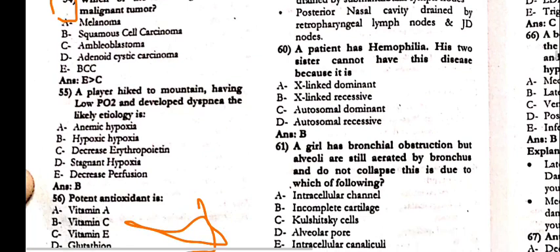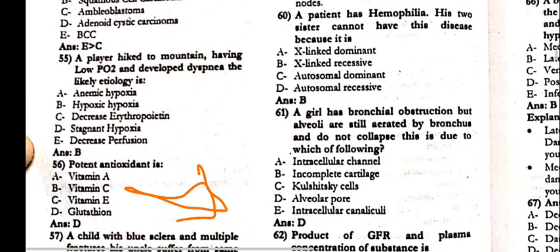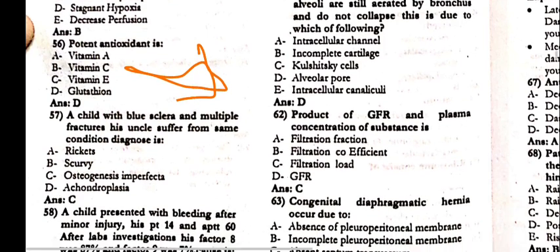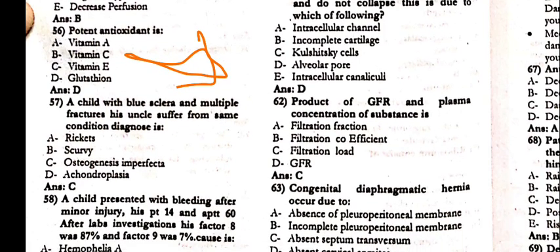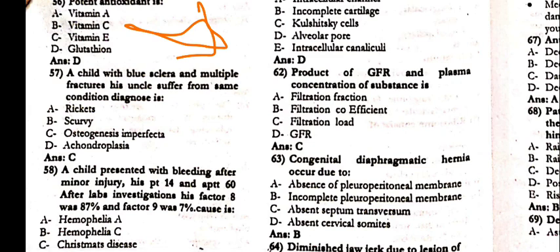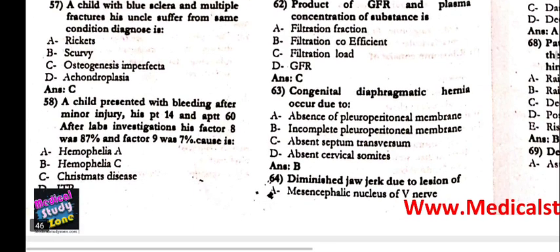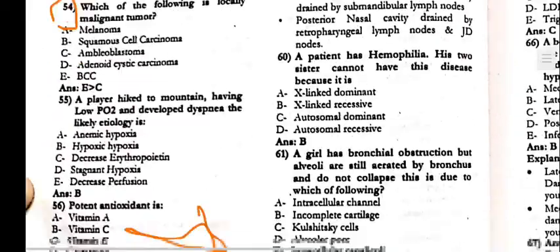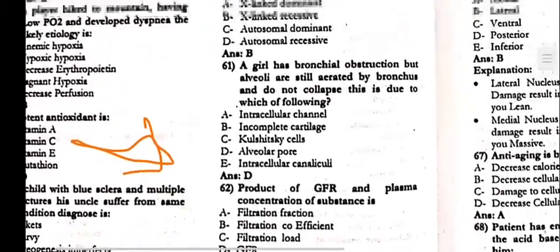That is BCC. 55, the player hiked to a mountain having low partial oxygen and developed dyspnea. The likely etiology is the hypoxia. Potent antioxidant is glutathione. Next 57, the child with blue sclera and multiple fractures, his uncle suffered from the same condition. This is osteogenesis imperfecta. A child presents with bleeding from a minor injury. PT 14, APTT 60. Lab shows factor 8 was 7%, factor 9 was 7%. The likely cause is the Christmas disease.